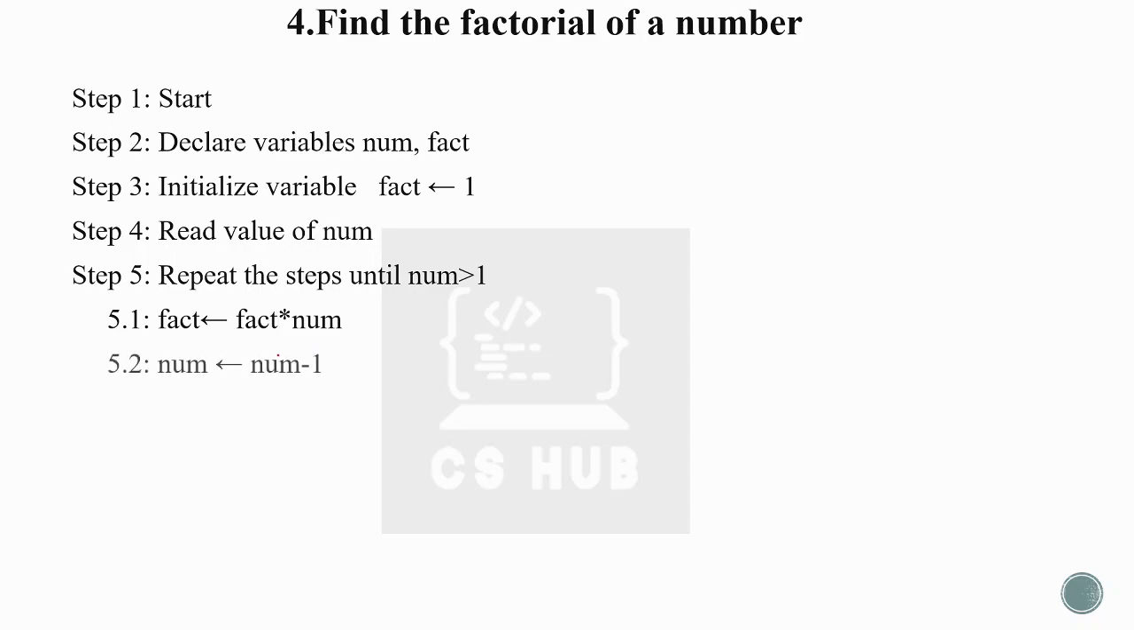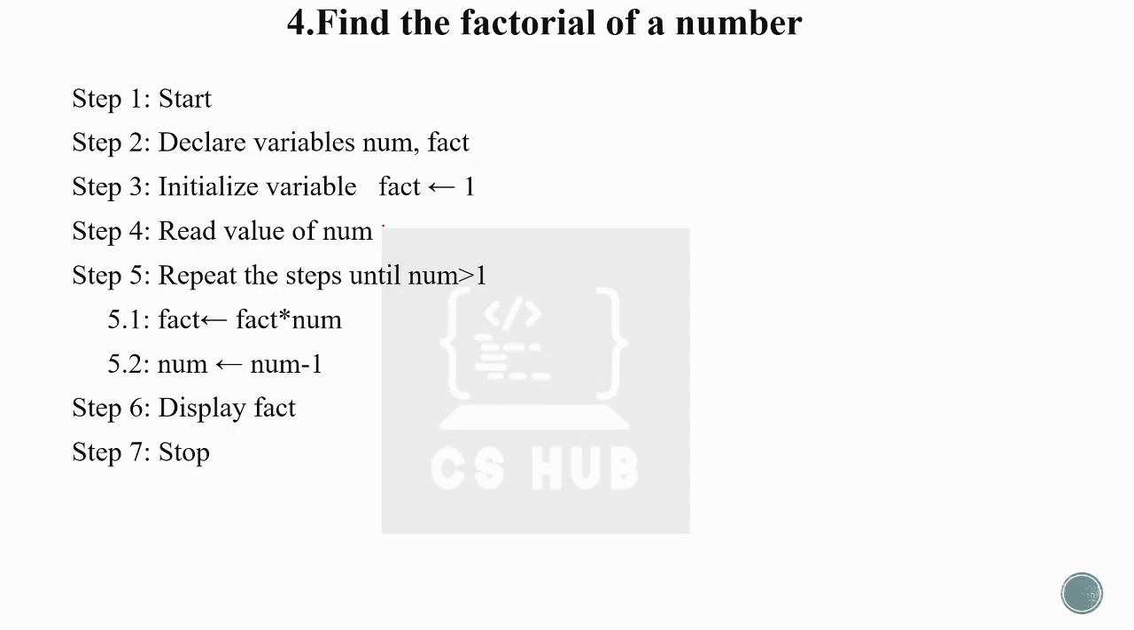Then again, num got decremented. Num is equal to num minus 1. Then after decrementing, we will repeat this loop, right? We will check whether num is greater than 1. And when this condition fails, this statement got executed, which means display the fact. Stop. Let's take a small example.